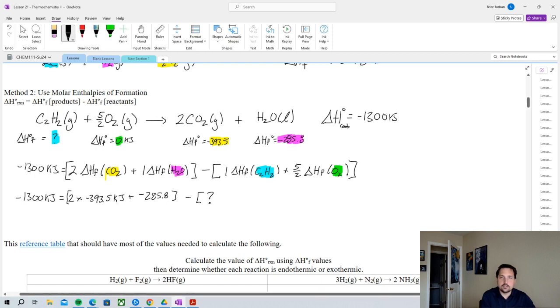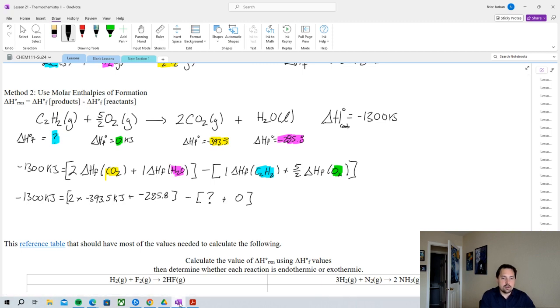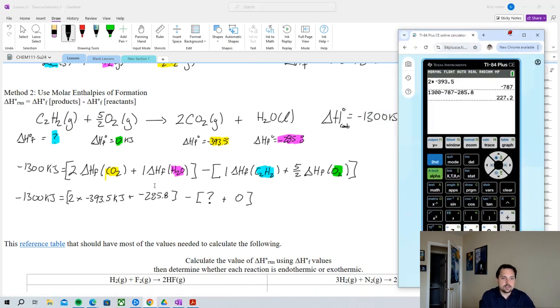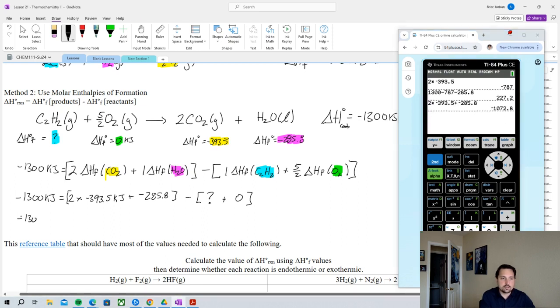I'll usually like using a question mark here. Question mark plus 5/2 times 0. So this just comes out to be 0, right? So 0 times anything is 0. So now I can evaluate what's here in these brackets. Okay, so that gives me negative 1,000.